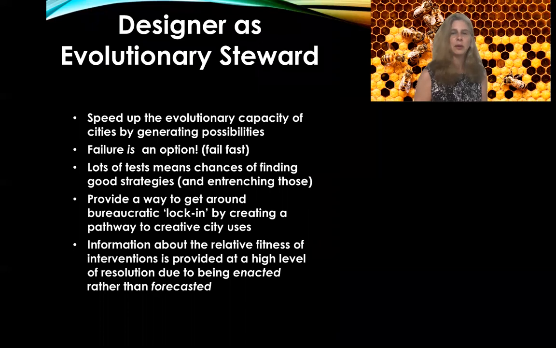Okay, so we want to think about thinking in this tactical way where the designer is no longer designing a thing, but they're more a steward of evolutionary processes. My goal in design right now is to try to figure out how can I speed up the evolutionary capacity of cities by generating possibilities where failure is an option, but just fail fast. Don't make really big, expensive failures, make really cheap, light failures.